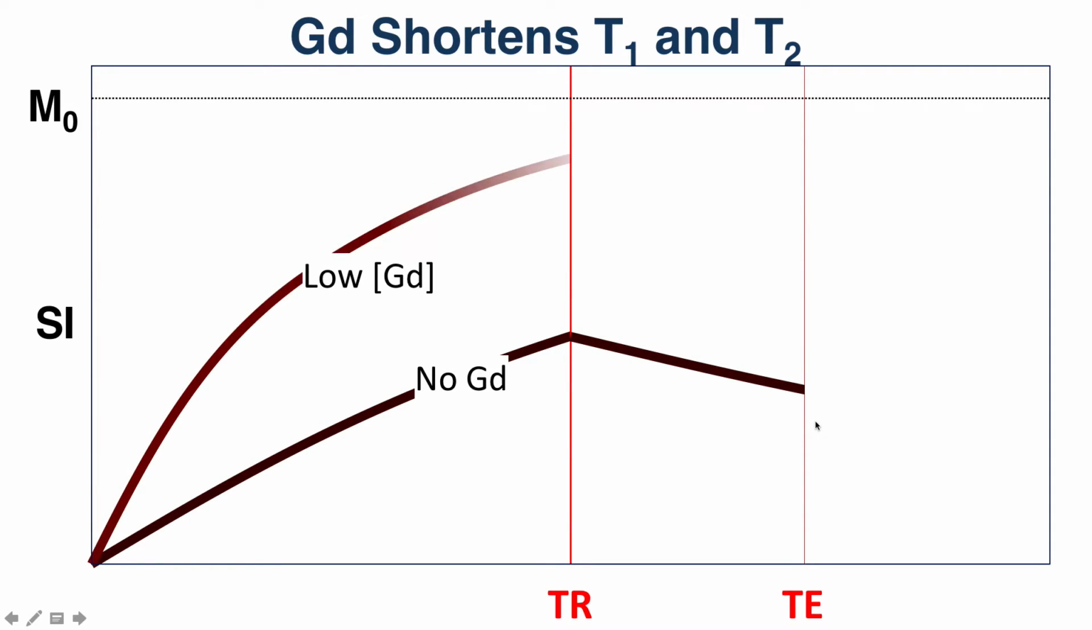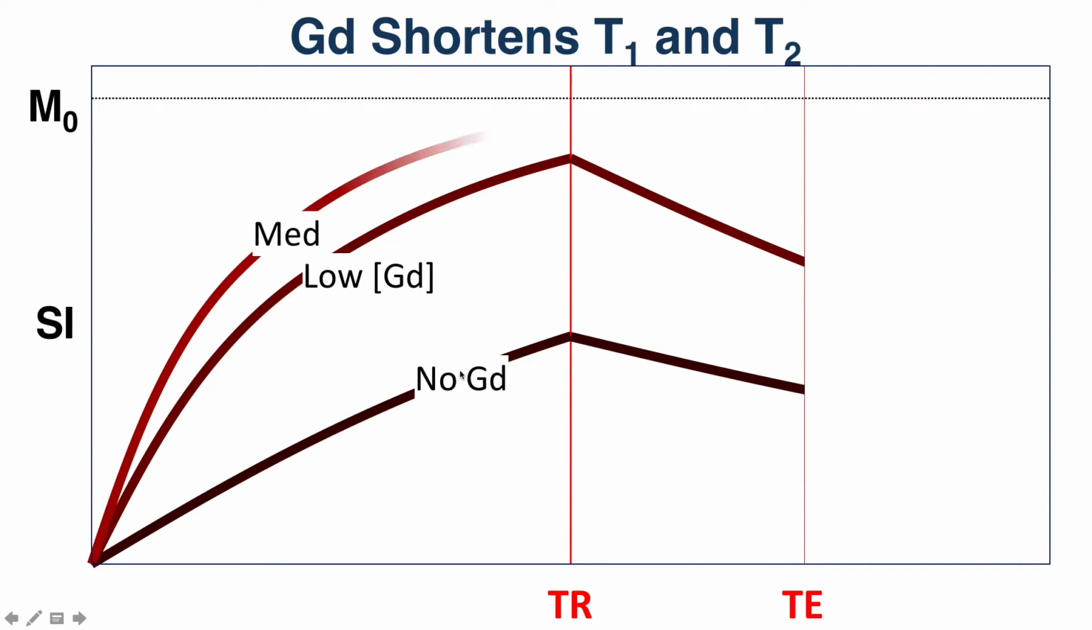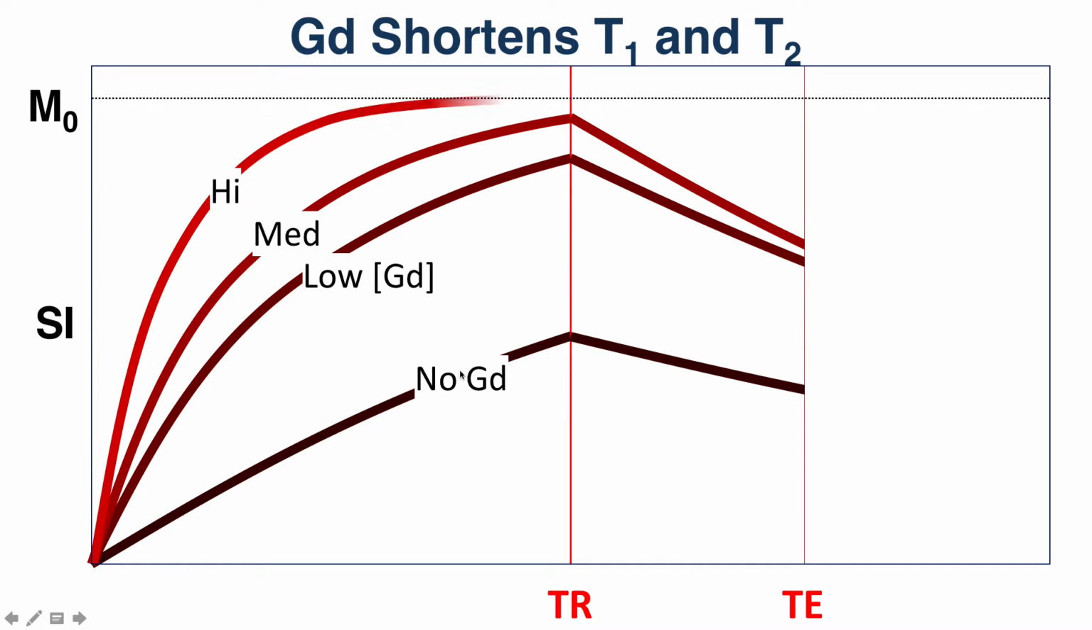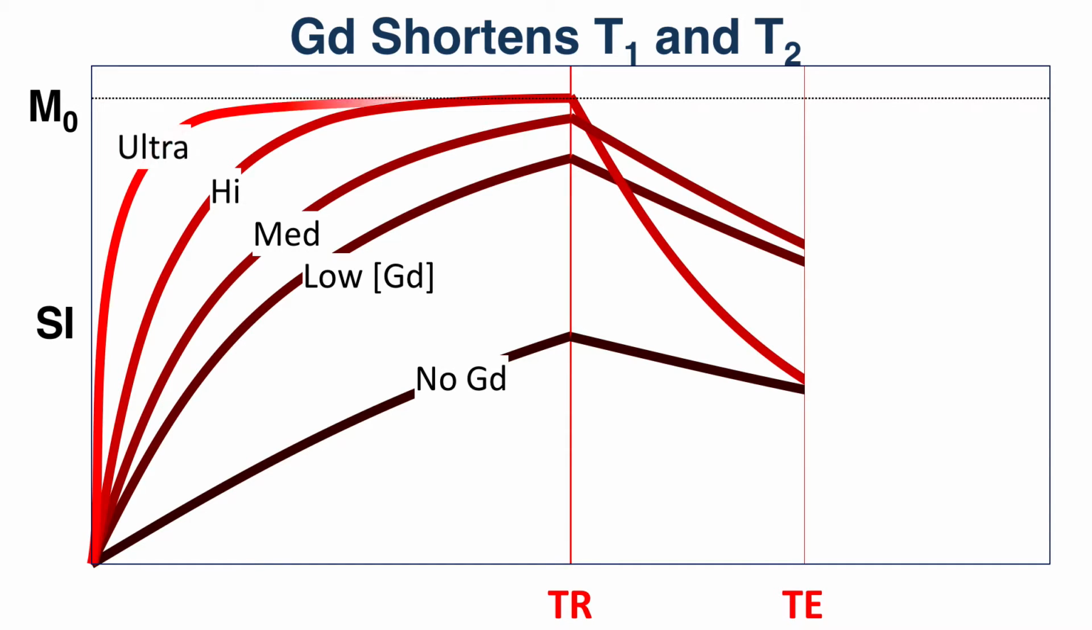If I give some gadolinium, I recover more during TR time. During TE time, I dephase more, I lose signal, but the net effect is that I have more signal if I give a bit of gadolinium than no gadolinium. If I give more gadolinium, then I have more signal. If I give even more gadolinium, though, at some point the signal loss causes me to lose signal, and if I give too much gadolinium, a gallon of gadolinium, I have no signal whatsoever.